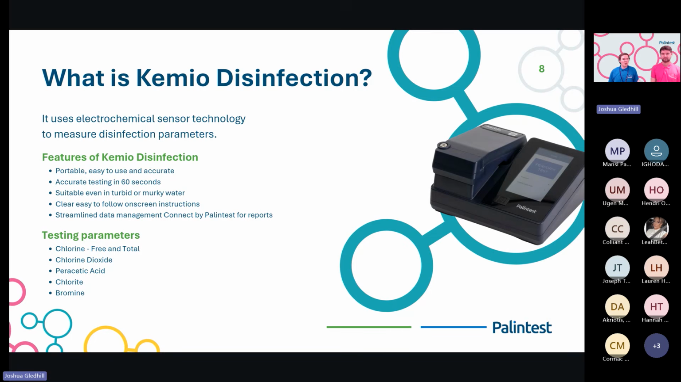In terms of the parameters on the disinfection side, we have chlorine, 3 in total, chlorine dioxide, peracetic acid, chloride, and bromine. These are the most common ones used in the food and beverage industry. Disinfectants are generally used in the food and beverage industry to ensure that harmful bacteria are killed off before the end product reaches the customer. So really important that they're used.